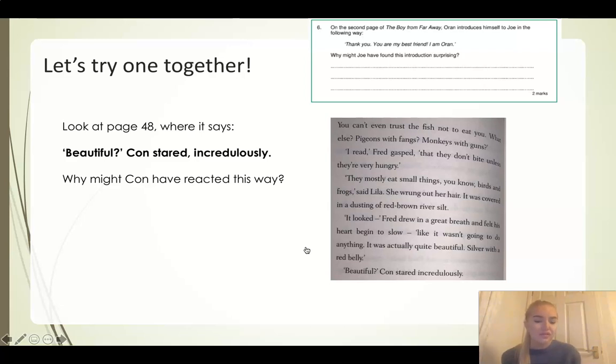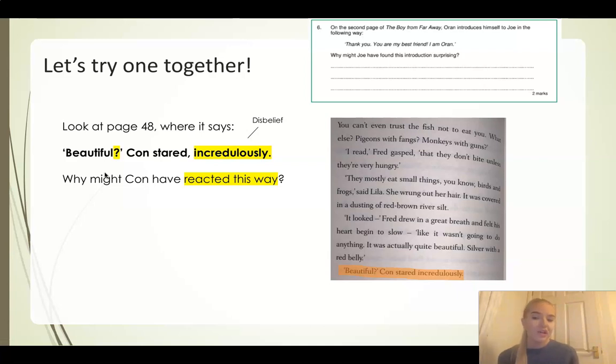So first of all, we need to think, well, reacted in what way? So we need to think, how did Con react? And we can see that she reacted in this way of incredulously. And we know from our vocabulary words that this means disbelief. So she was in disbelief. So we have then found out the way that Con reacted in disbelief, kind of not really believing what she had just heard. It can also be seen in what she actually said, "this beautiful?" with a question mark. She was questioning what someone had said to her.